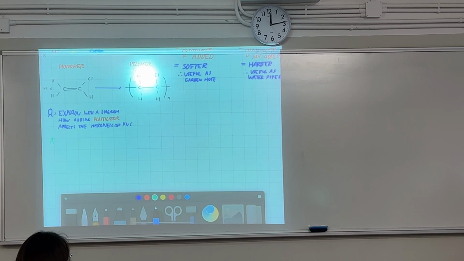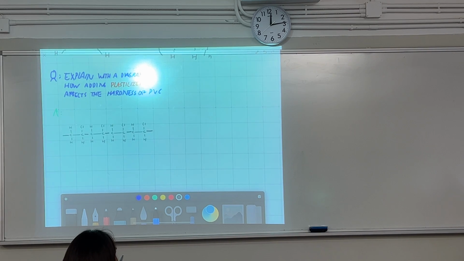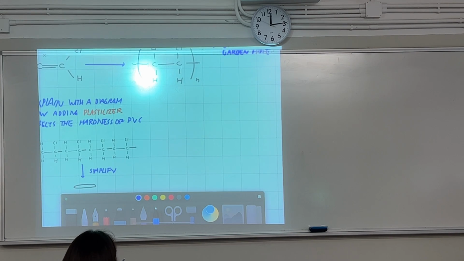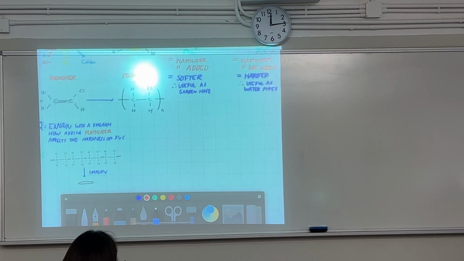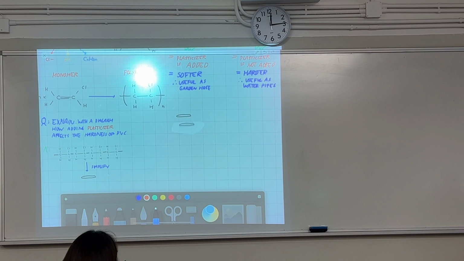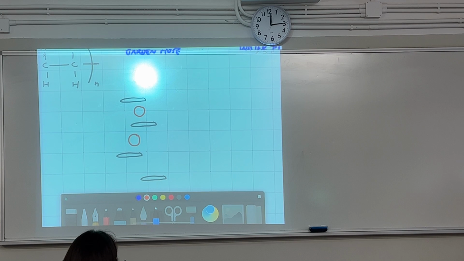First, let me draw out this polymer chain. Remember, if this is PVC, that means we have a very long chain of PVC like in the plastic. And we can simplify this into a single rod, like that. To keep things consistent, I'll draw what plasticized PVC looks like first. Between chains of PVC, there are these molecules called plasticizer added.